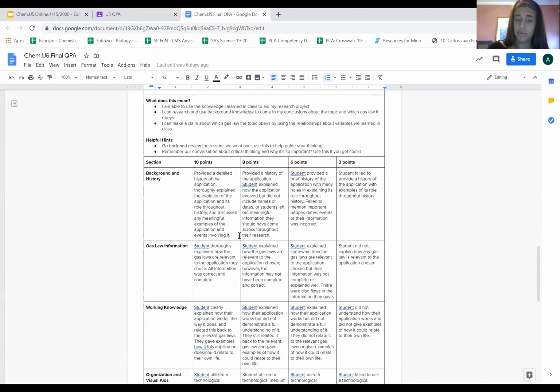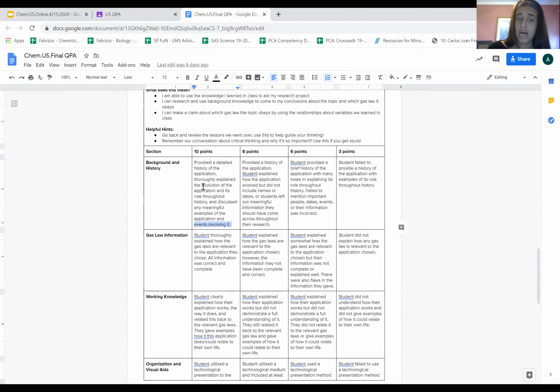Also, I just want to point out how to get the highest points on this project. In order to score the highest amount of points, you need to provide a detailed history of this phenomenon that you're researching. So when did scuba equipment come into human existence? It might be earlier than you think, it might be later than you think. When did cabin pressure in airplanes need to be considered? So think about that, its role in history, and discuss any meaningful examples of the application and events surrounding it.